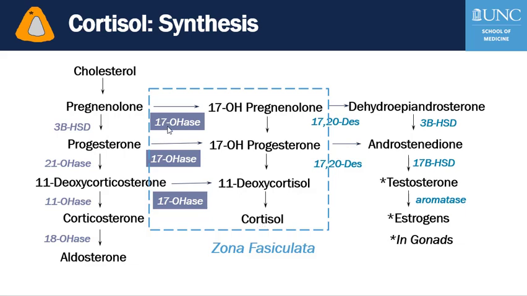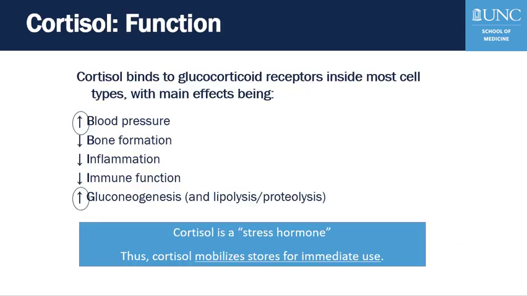For example, this 17 hydroxylase, which is present in the fasciculata, can convert some of the normal aldosterone precursors to cortisol precursors. Note also that the fasciculata does not contain the 18 hydroxylase, and therefore it's not capable of synthesizing aldosterone. Cortisol serves several critical and life-sustaining functions, so it's a steroid hormone just like aldosterone is, and it binds to specific glucocorticoid receptors inside most cell types.